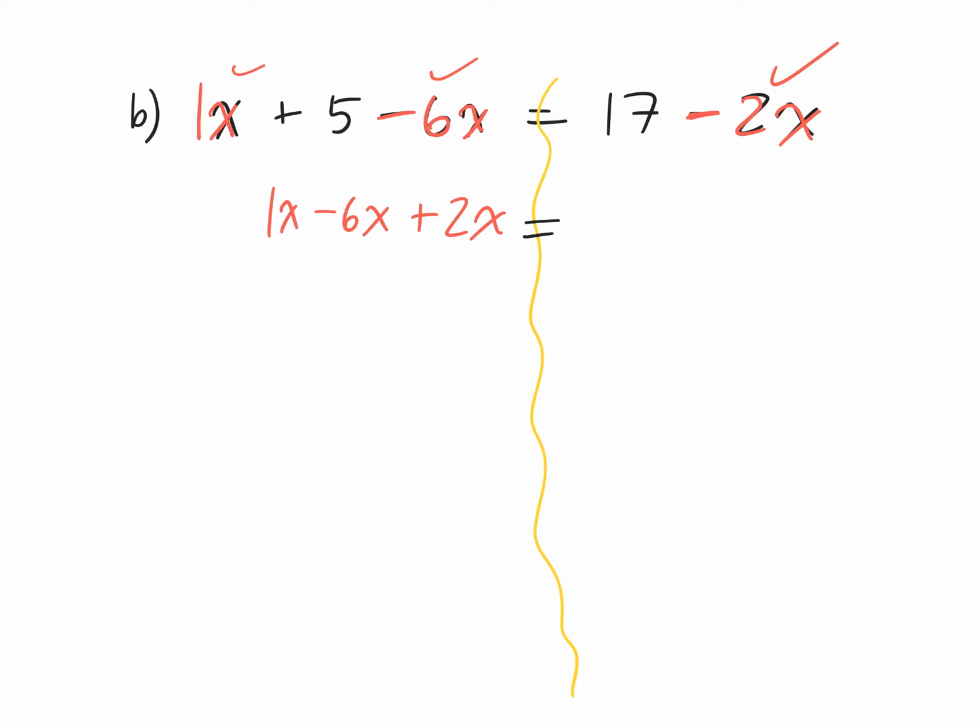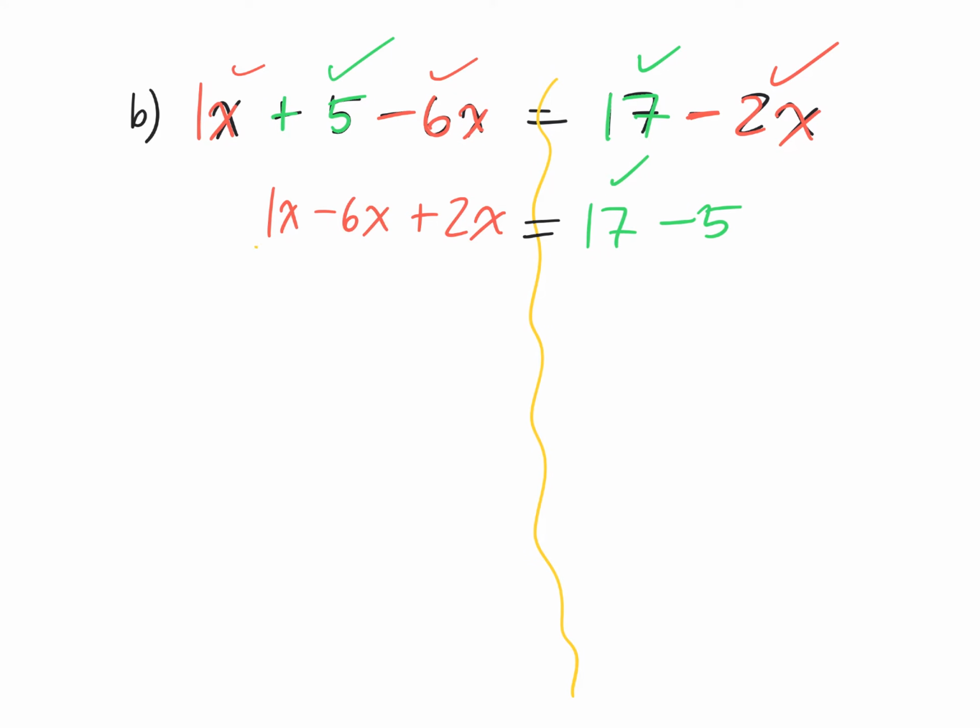So is it going to say +17 or -17? Why negative? I haven't moved it. It stays on the right side. That 17 is just there. I didn't do anything to that. But I have to get rid of this +5. So it becomes -5. So that's the one that I changed.